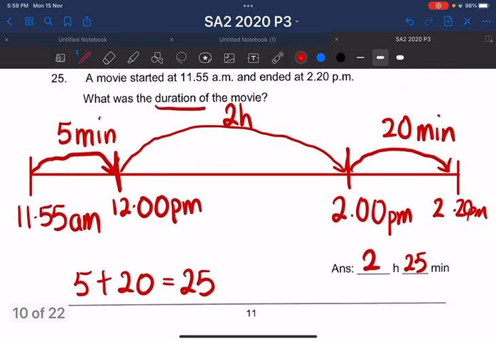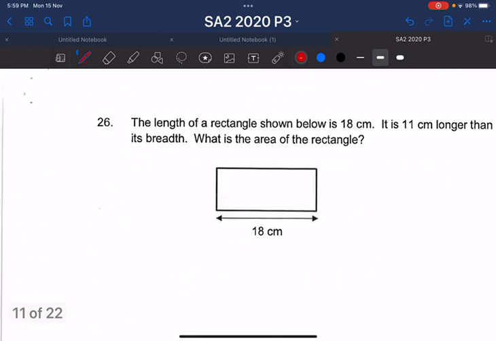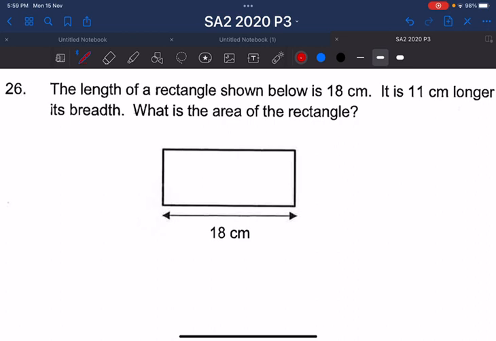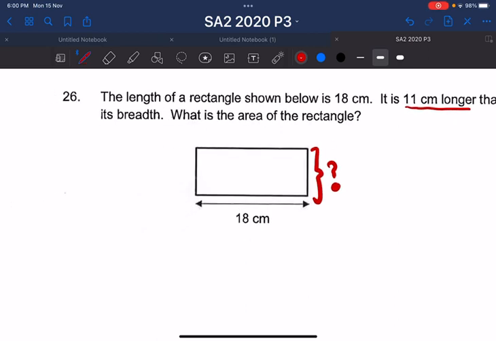Question number 26 now. Wow. So, question is this, this is a rectangle. The length of the rectangle shown below is 18, and it is 11 centimeters longer than its breadth. So means to say we don't know what is the breadth. We are not sure. Okay, but they gave us a clue. The length is 11 centimeters longer. Do you think we can find the breadth?